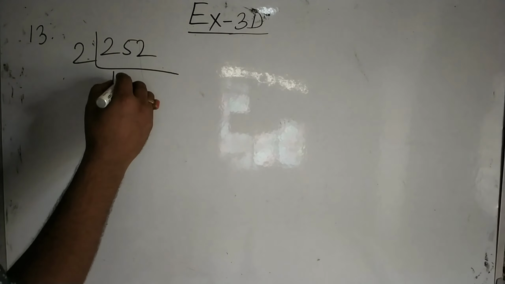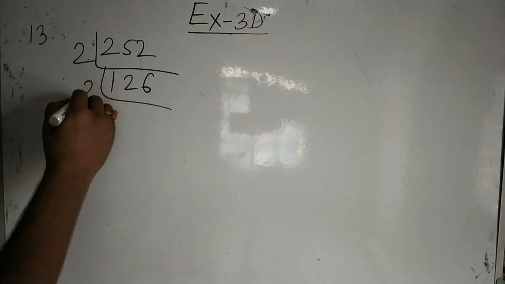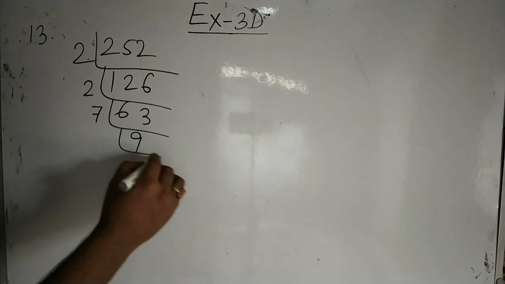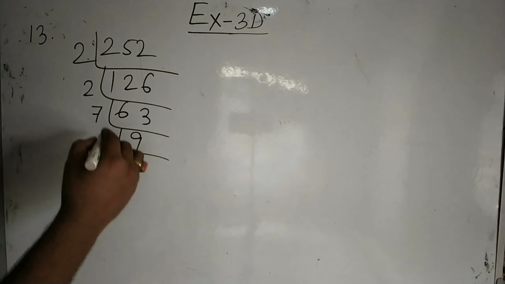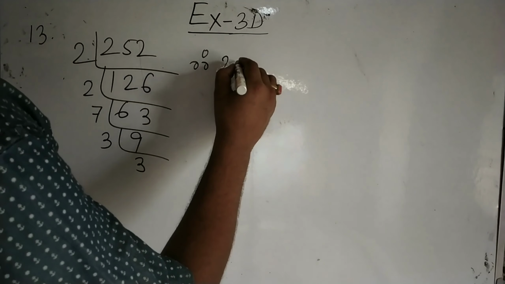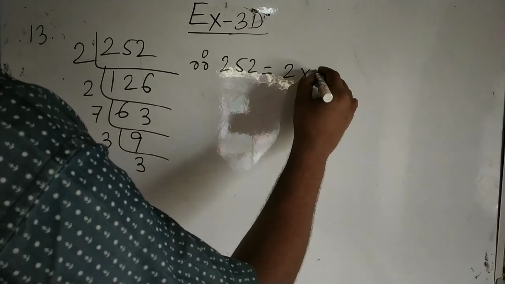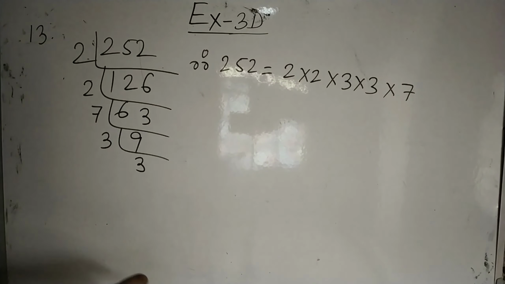2 1s are 2, 2 2s are 4, 6, 2, 6, 3, 7 9s are 63, 3, 3. Therefore, 252 is equal to 2 into 2 into 3 into 3 into 7. We are writing 7 at the end.